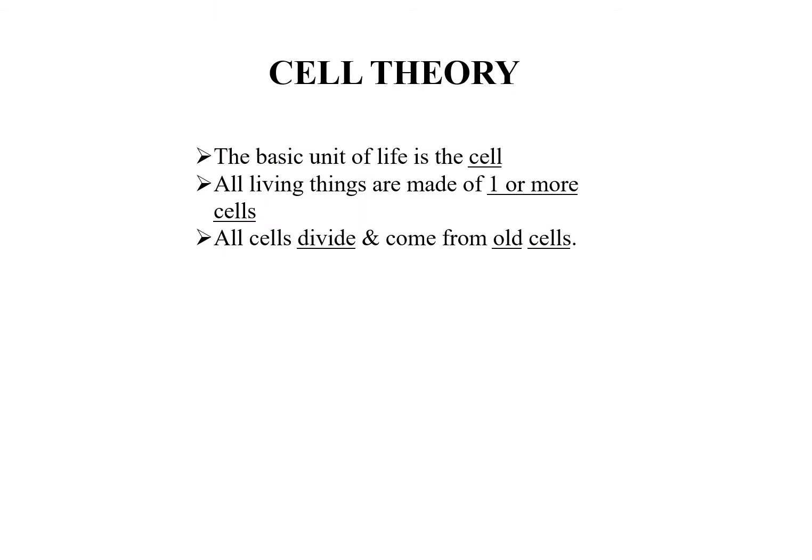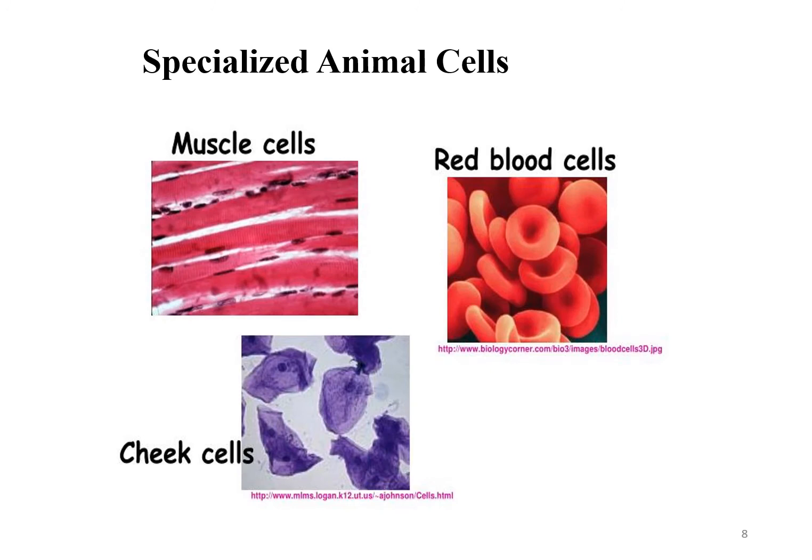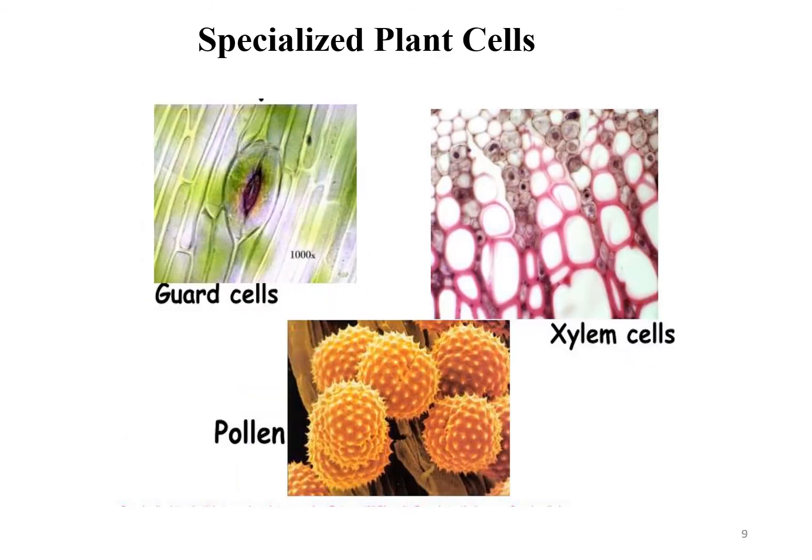The cell theory biologists use nowadays dates back to the major contributions of two scientists, Schwann and Schleiden, in 1839, enhanced by the contribution of Virchow in 1858. The basic elements of the classical cell theory state that the basic unit of life is the cell. All living things are made up of one or more cells. All cells divide and come from other cells. These are examples of animal cells such as muscle cells, red blood cells, and cheek cells. These are some examples of plant cells which include guard cells, xylem cells, and pollen cells.